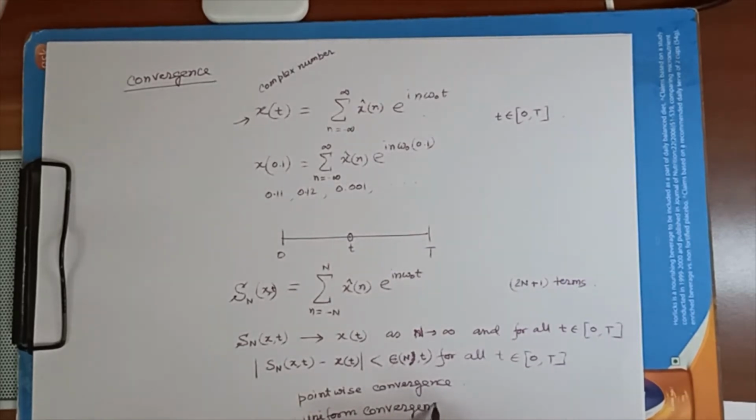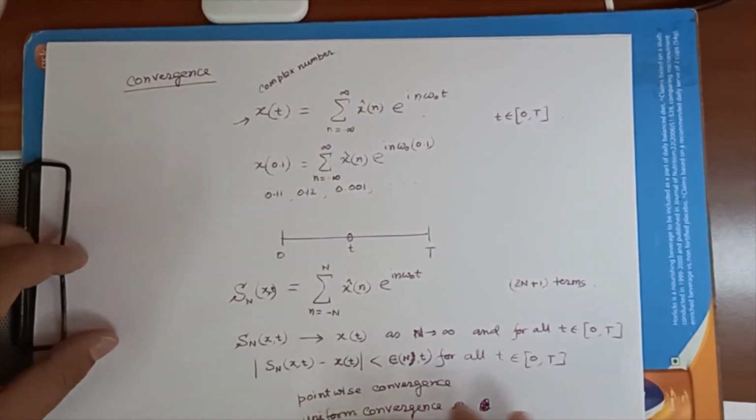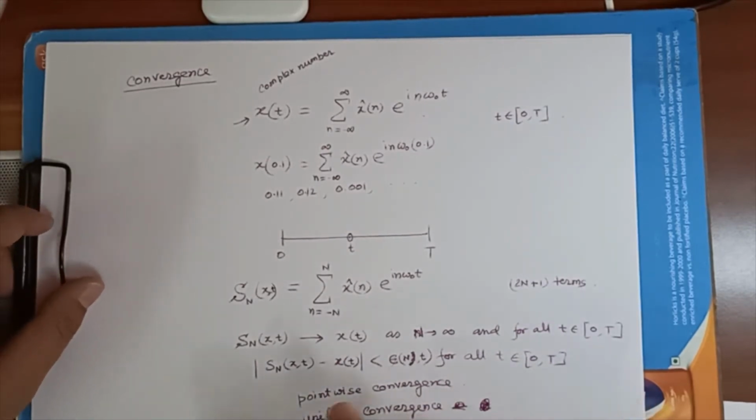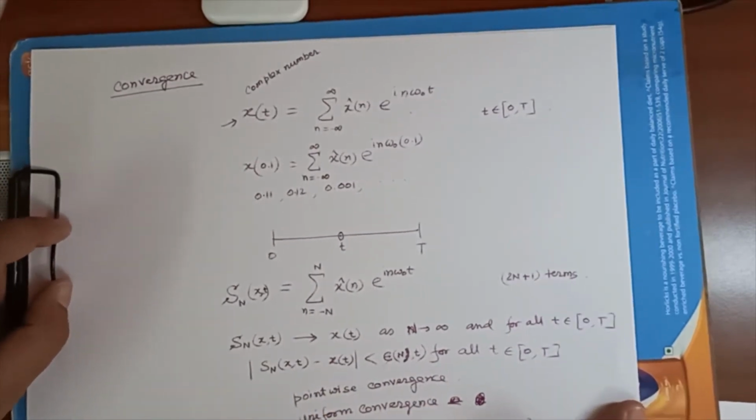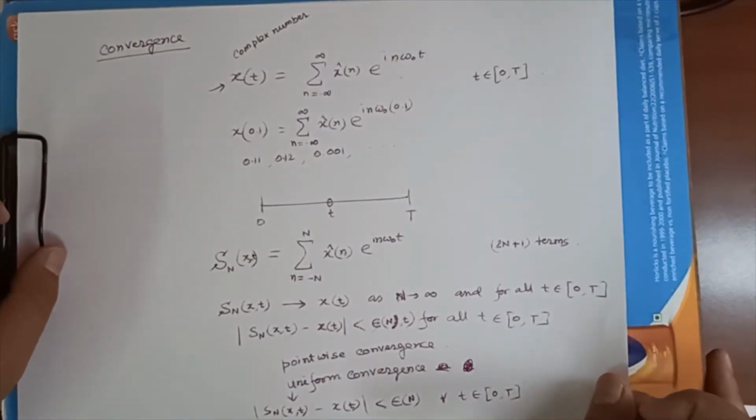If that epsilon is not a function of t, we can write uniform convergence as: when |Sn(x,t) minus x(t)| is less than some epsilon of only n, but not a function of t, for all t belonging to 0 to T. This is for all, right? So these two types of convergence are very strong convergences, especially uniform convergence, and there are techniques to study uniform convergence using different kinds of calculus tricks.